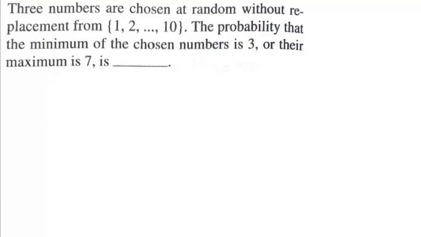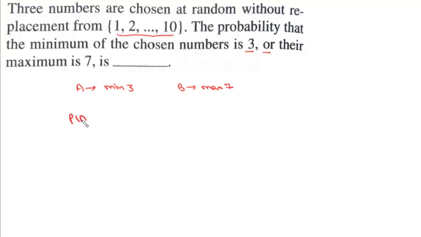Now the question is, three numbers are chosen at random without replacement from 1 to 10. The probability that minimum of chosen number is 3 or their maximum is 7. So we have this event A in which minimum is 3 and B is this event when maximum is 7. We have to find probability of A union B.